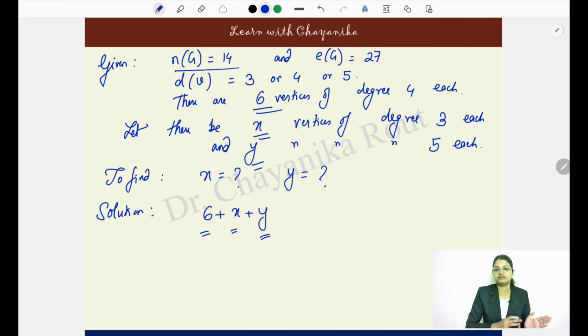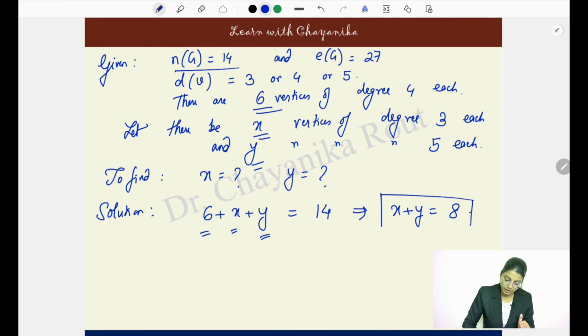These are all the vertices in the graph. So that is equal to the order of the graph, that is 14. So from here I get an equation that x plus y is equal to 8. Let's keep this. What else? Now we can apply the degree sum formula.